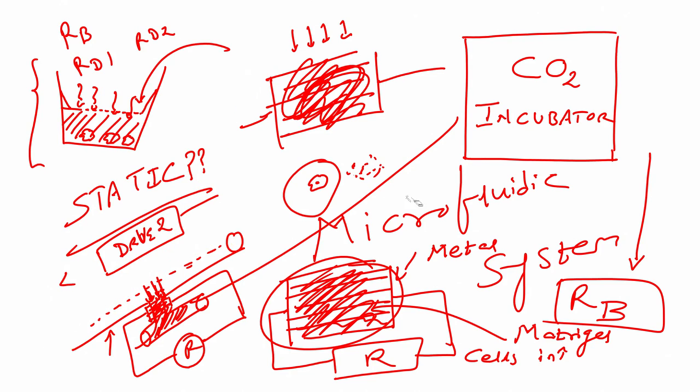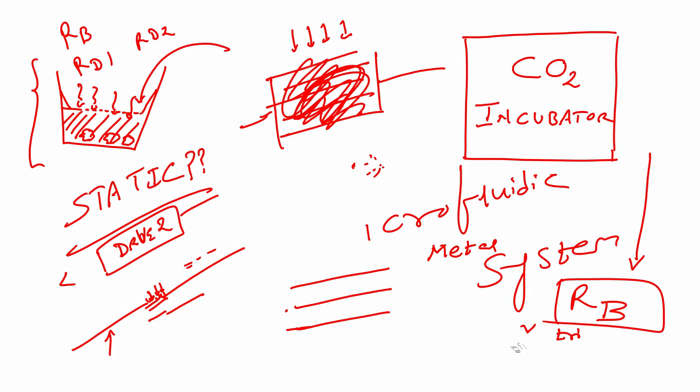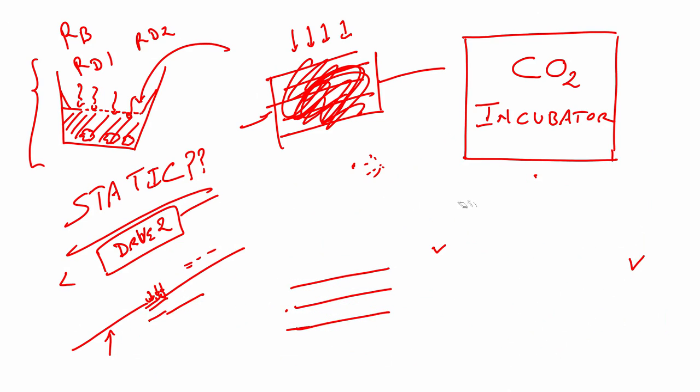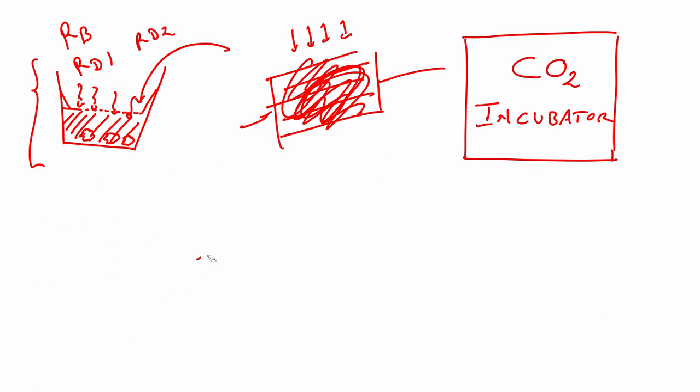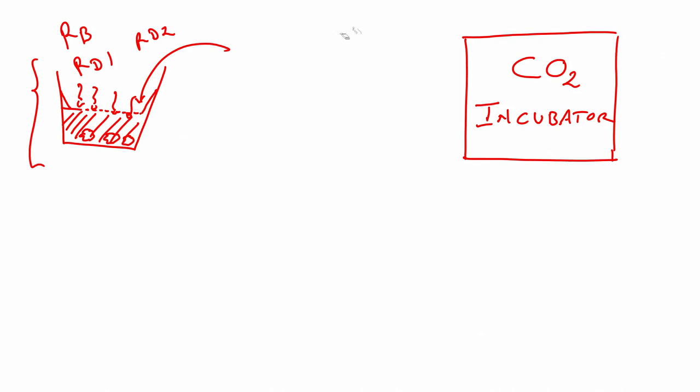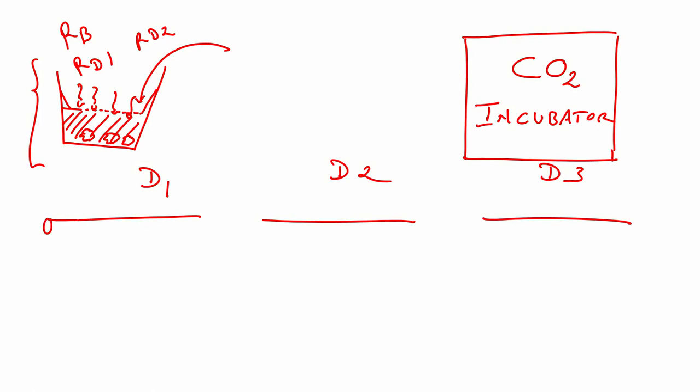So, if I just delete everything, so I can explain quickly in an easier way what we discussed: if we have multiple drugs, let us say drug 1, drug 2 and drug 3, correct. Now, we should use multiple channels, multiple microfluidic platforms, like this.